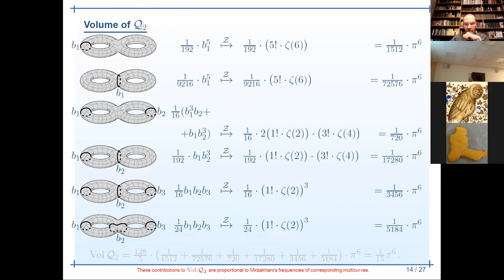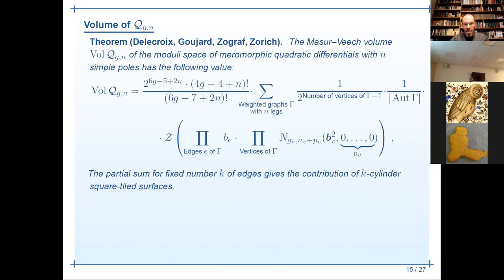I already divided by the power of N capital. And this is up to this power of N capital. This is the asymptotics in the number of square tiled surfaces. And this is just the formal theorem, which says that one can compute square tiled surfaces in the same way.